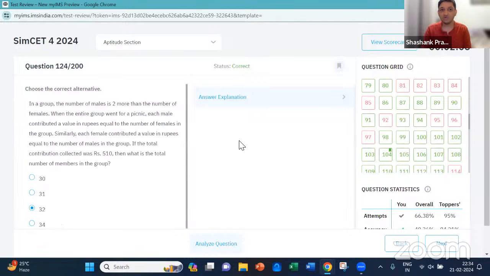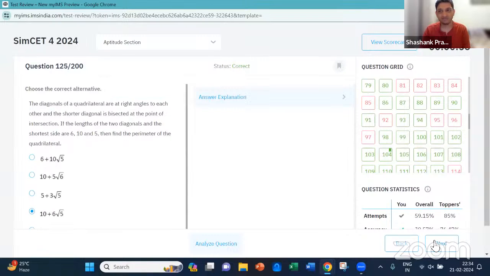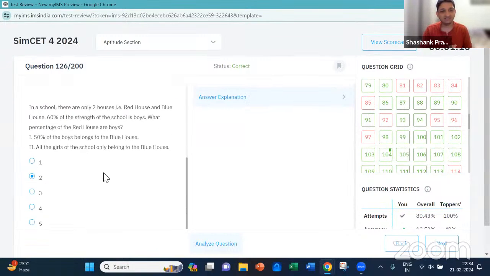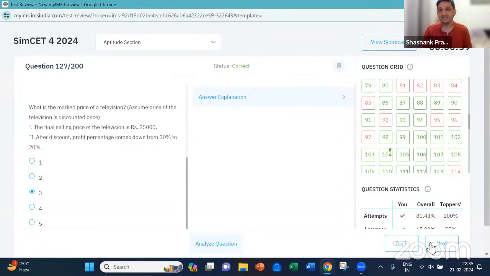59 seconds, 2 minutes, 8 seconds. Again, I didn't read the question properly. Total contribution rate was 510. I went for x square plus y square instead of xy and xy. So 2xy जैसे figure out कर लिया, the answer was clear. It was obvious. But 2 minutes again was a lot of time spent here. 56, good attempt. 110, ठीक है, fine.